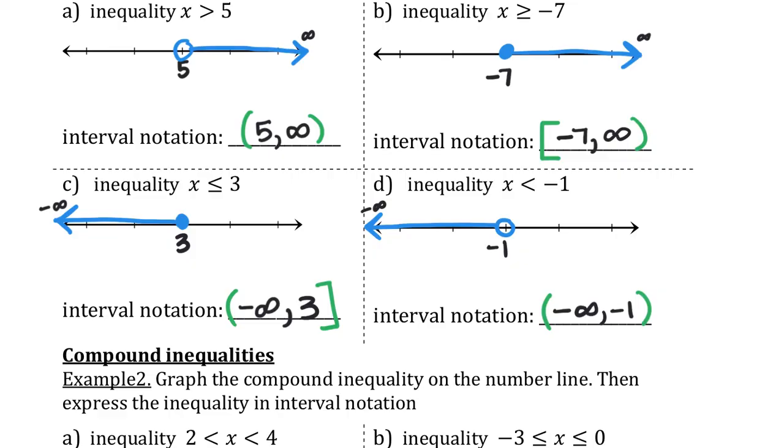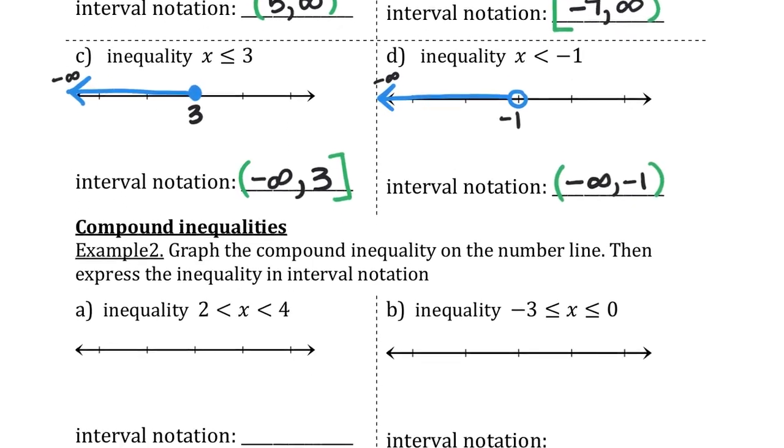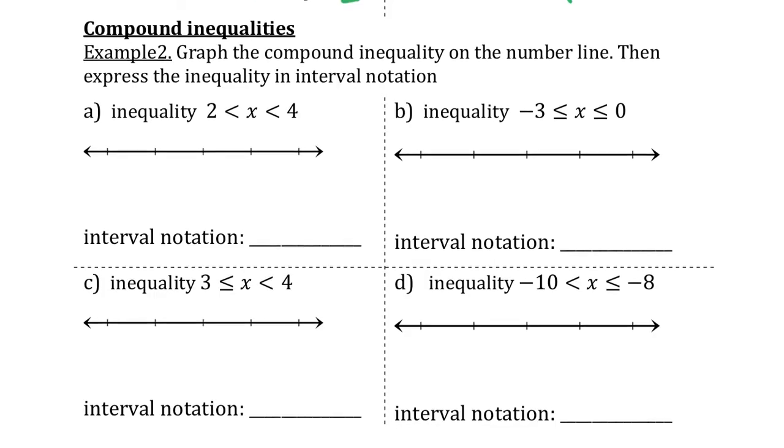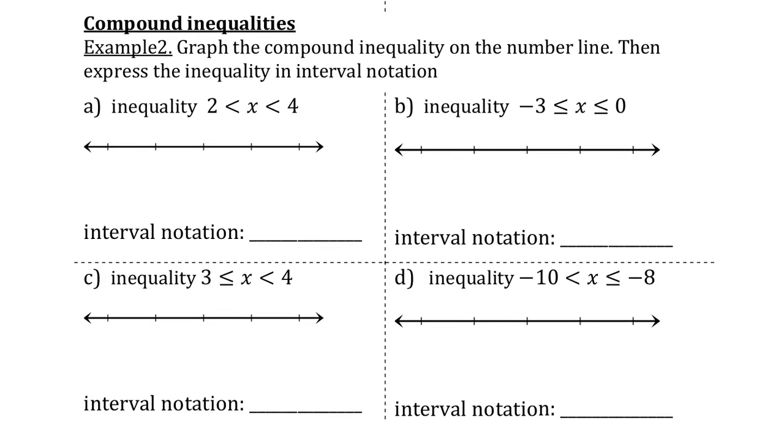Okay, for the next example, we're going to do compound inequalities using interval notation. And I'm going to sketch the graph. The graph is not my main focus, it's the interval notation. Compound inequalities just have two critical numbers. So this is saying 2 is less than x is less than 4. So 2 and 4 are my critical numbers. So I'm just going to say maybe 2 is here, 3, then 4 is here.